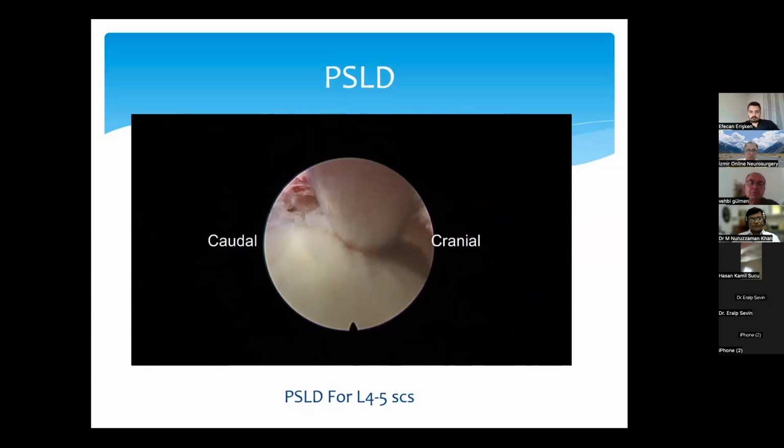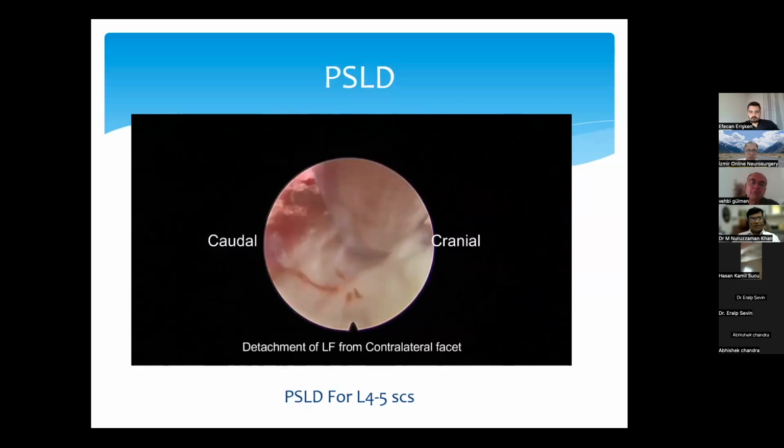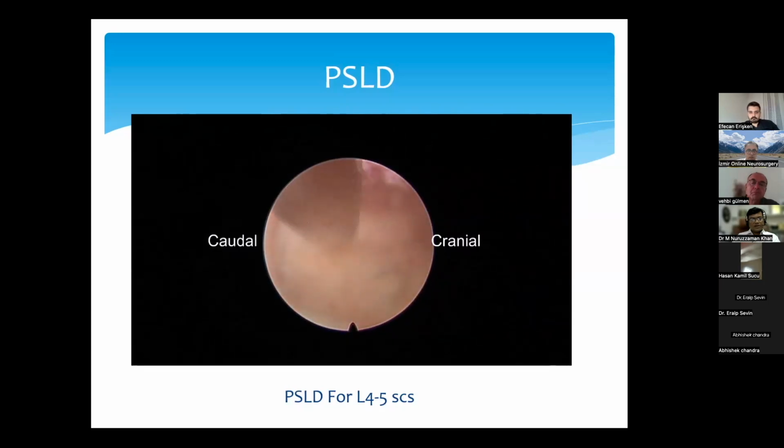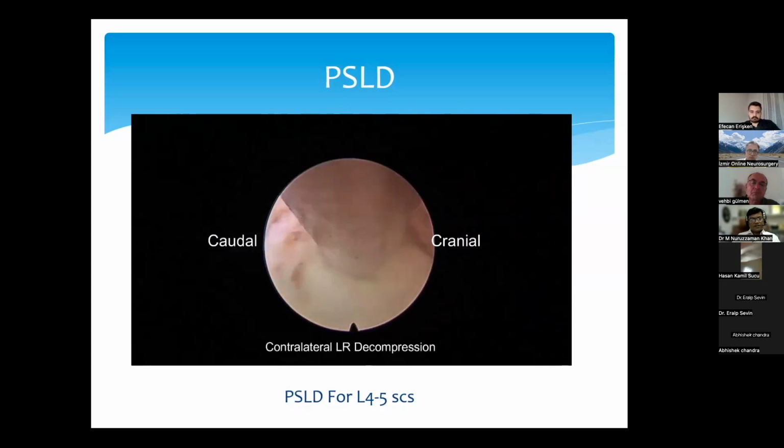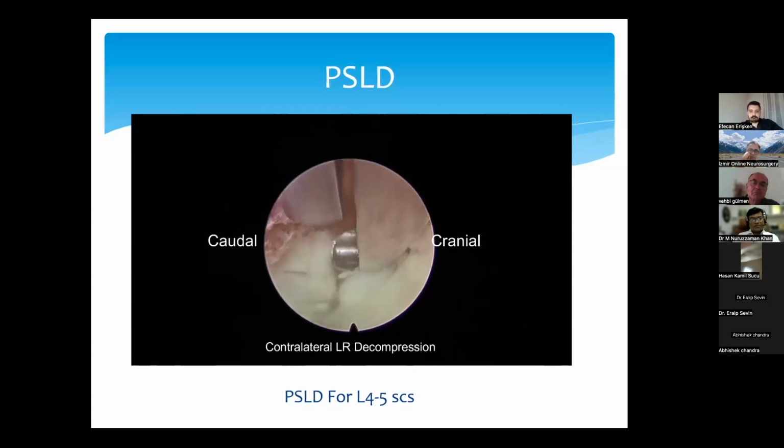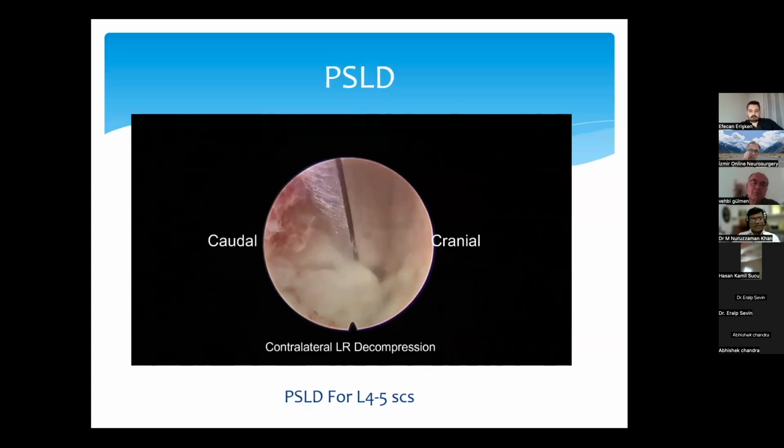instability. Then detachment of the ligamentum flavum from the lamina, ipsilateral lamina, then contralateral lamina, then the contralateral facet. And you can see the ligamentum flavum is detached from the contralateral side. Contralateral lateral recess is decompressed, and the ligamentum flavum is completely detached from the undersurface of the contralateral facet.